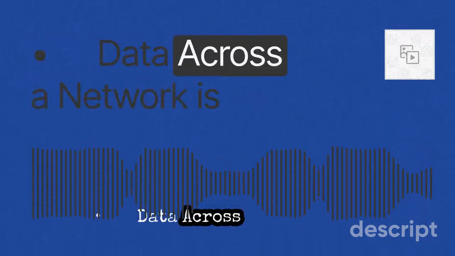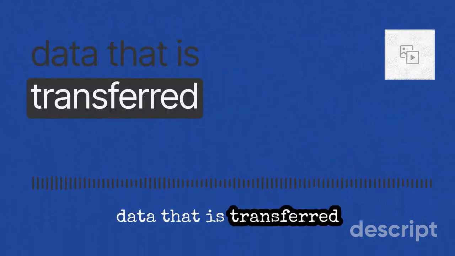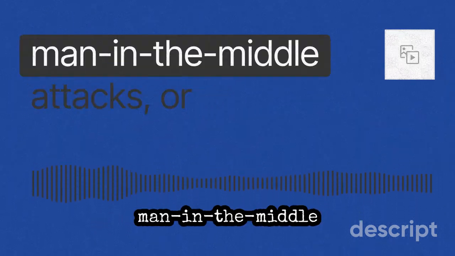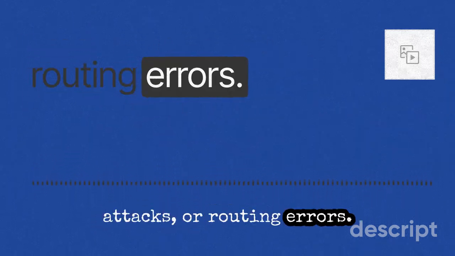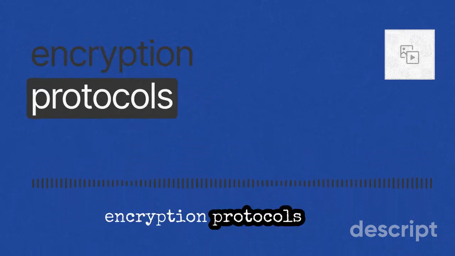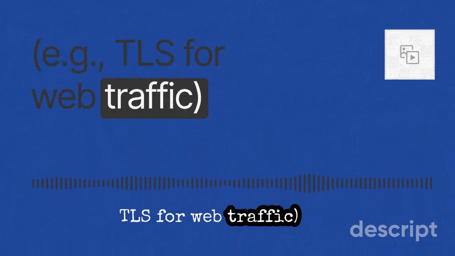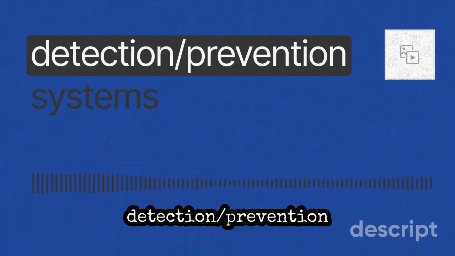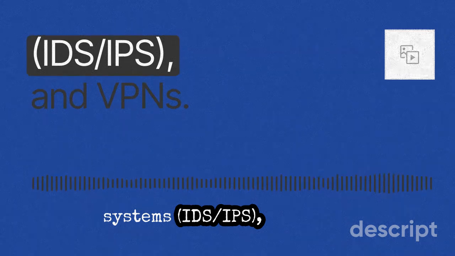Data across a network is data that is transferred over a network and therefore faces additional risks such as interception, man-in-the-middle attacks, or routing errors. Securing data across a network often requires encryption protocols, e.g. TLS for web traffic, and network security measures such as firewalls, intrusion detection and prevention systems (IDS, IPS), and VPNs.